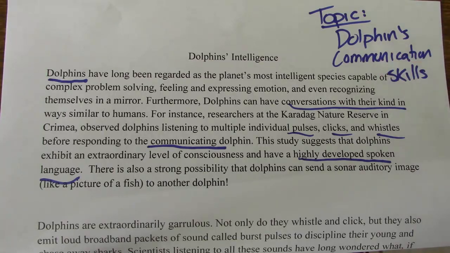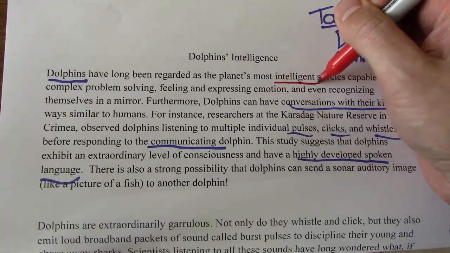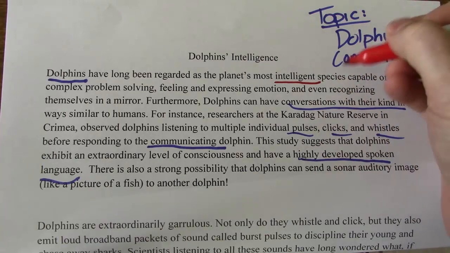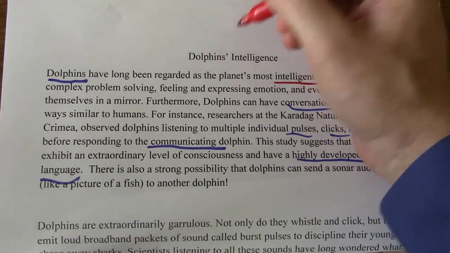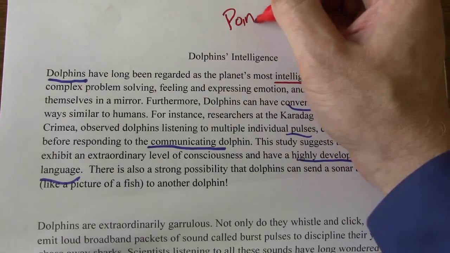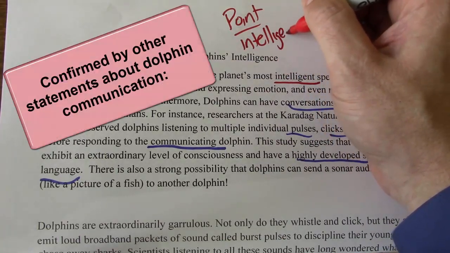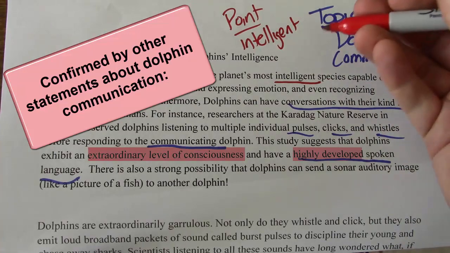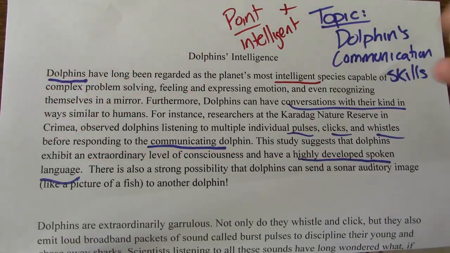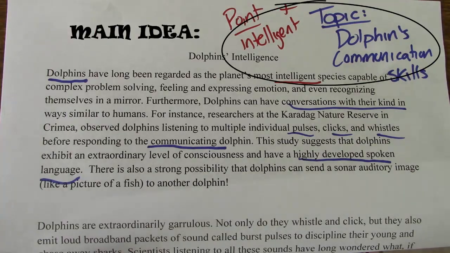Why does the author want me to consider dolphins' communication skills? Well, it seems to be that he really wants to make the case that dolphins are intelligent. So the point of the paragraph would be that dolphins are intelligent. So I'll put those two together, and that will be my main idea. So my main idea will be that dolphins' communication skills illustrate that they're intelligent, okay, which is the main idea of this paragraph.